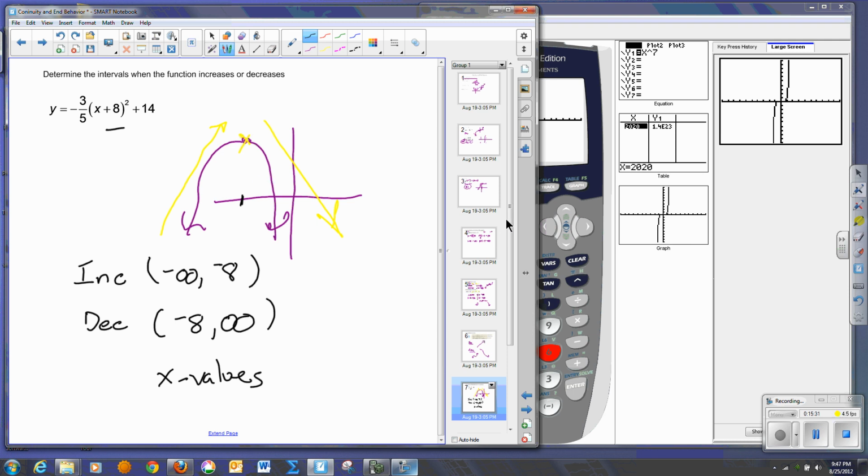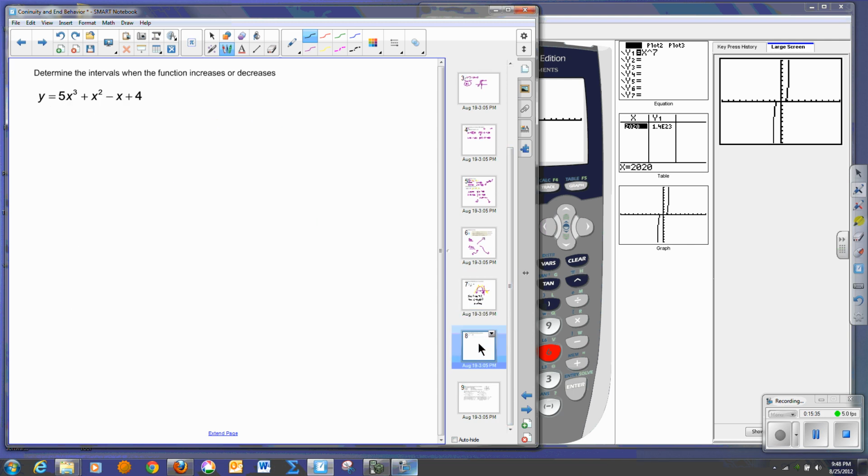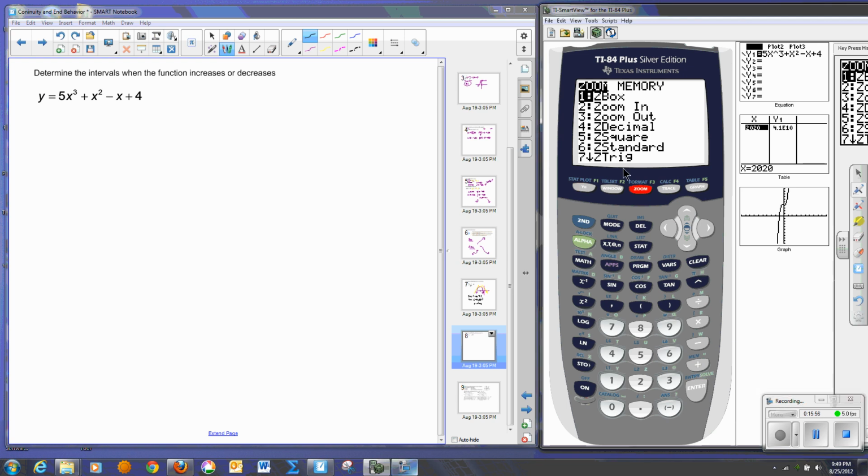Let's move to our next example. Now, this function, you probably don't know what it looks like. So again, we're going to move to our calculator. So you'll see I've gone to y equals and plugged in our function 5x cubed plus x squared minus x plus 4. Now, just for kicks, let's just graph this in the standard window.